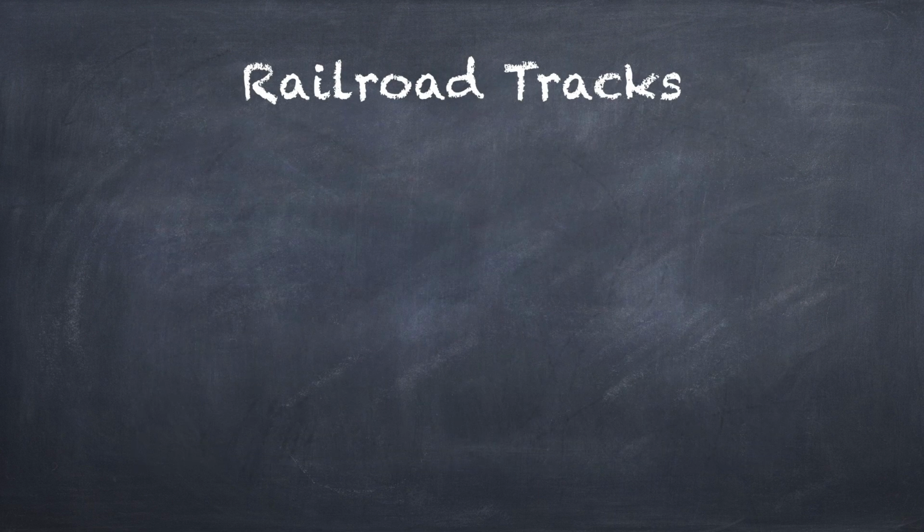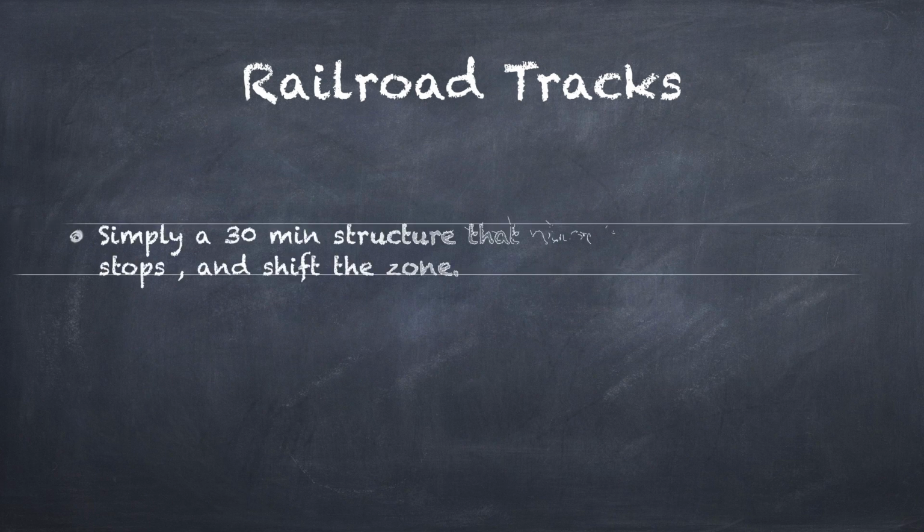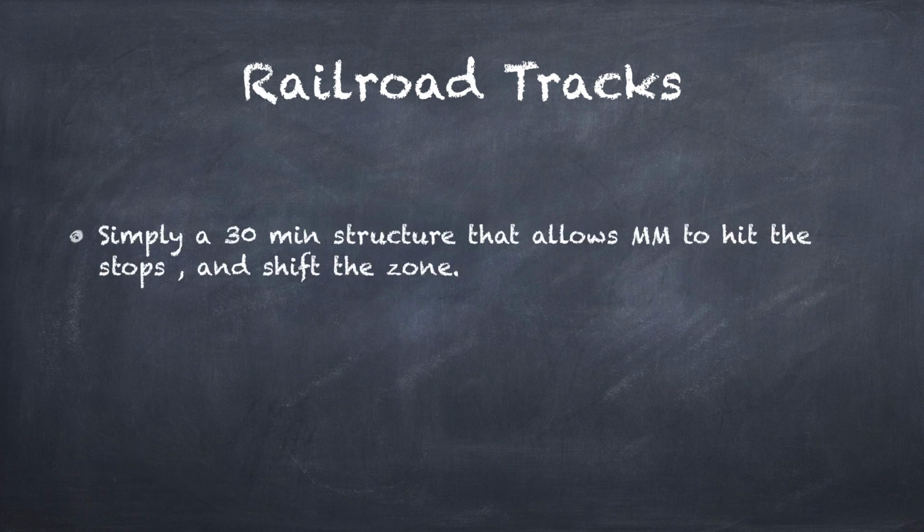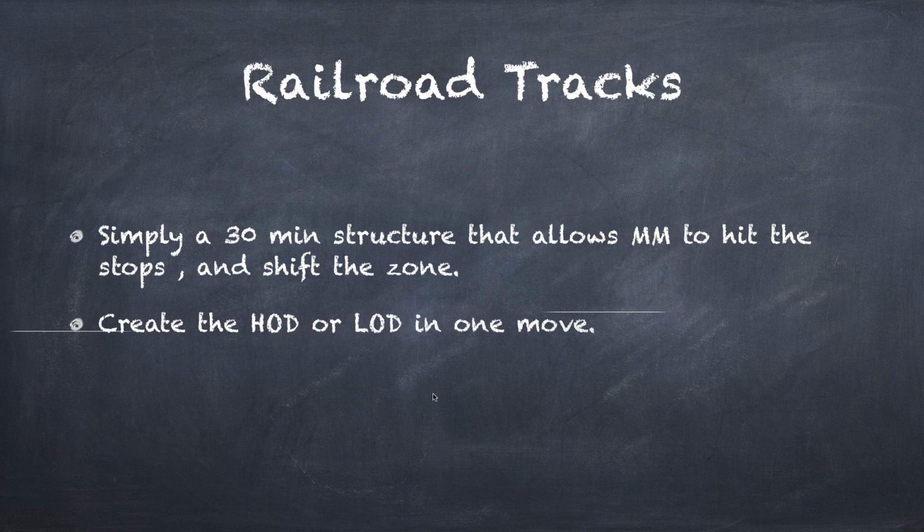Let's talk about railroad tracks. So simply a 30-minute structure that allows market makers to hit the stops and shift the zone, right? You get one candle straight up, 15 minutes, another candle straight back down, another 15 minutes. So 30 minutes of structure that allows market makers to hit the stops, induce traders to take positions, and then take the zone away from them. They also do the same thing, create the high and the low of the day in one move. So the true railroad tracks that you want are creating the high and the low of the day.